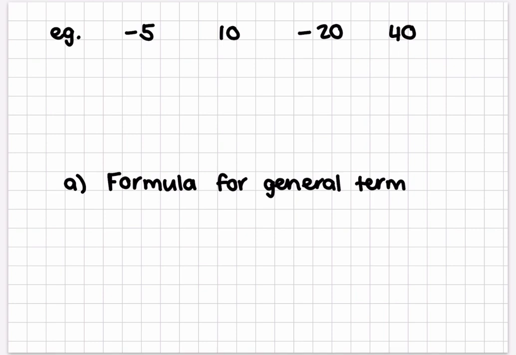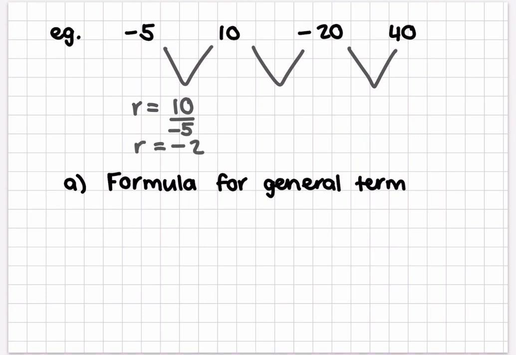My main tip for this is always map everything out and try and calculate the constant ratio first. There might be variables in your constant ratio, but just calculate it and get something for your constant ratio. So in this example, -5, 10, -20, and 40, let's map this out. So our first constant ratio is equal to 10 divided by -5. Here, r is equal to -2.